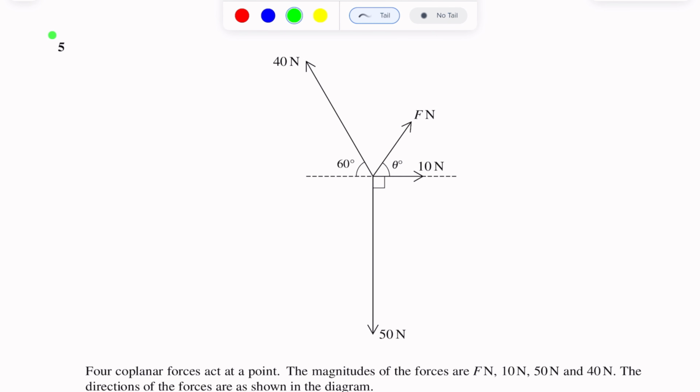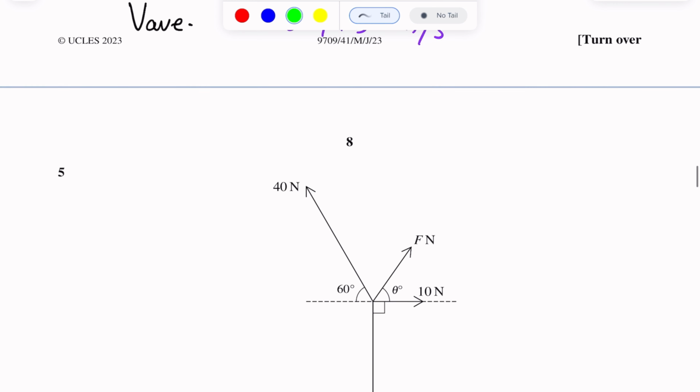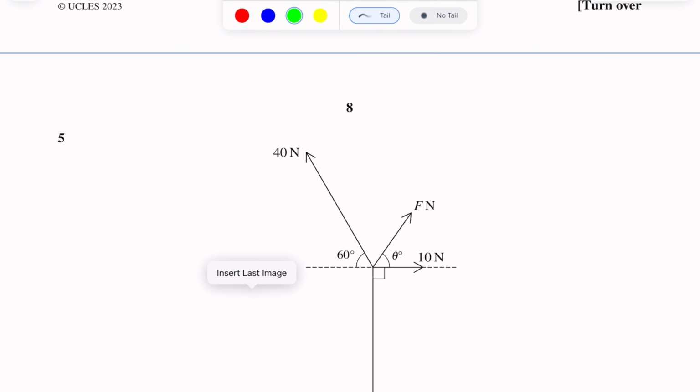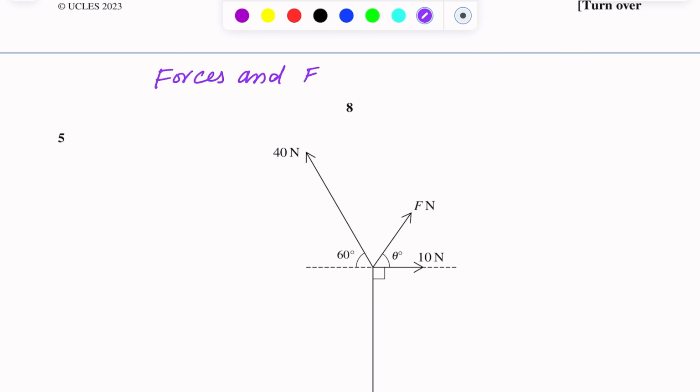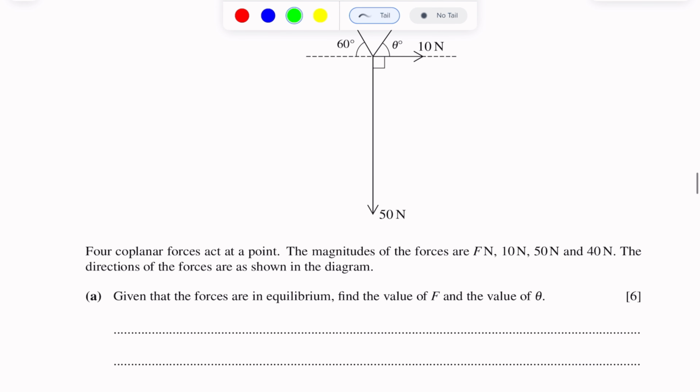Question number 5. This question is from forces and equilibrium. Four coplanar forces act at a point.